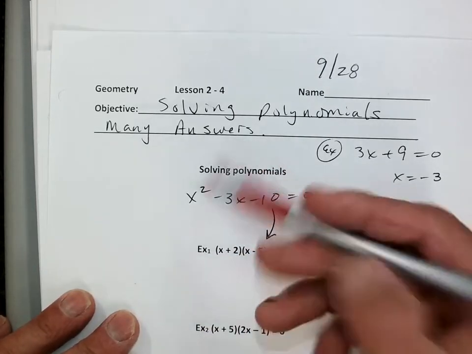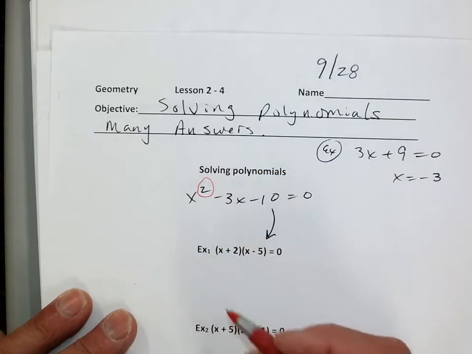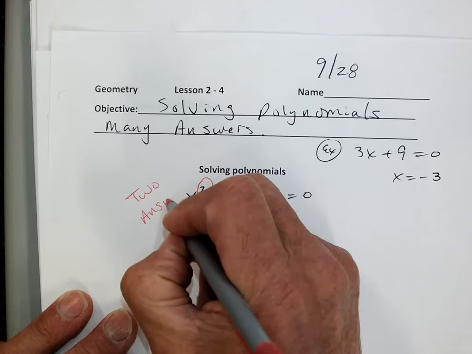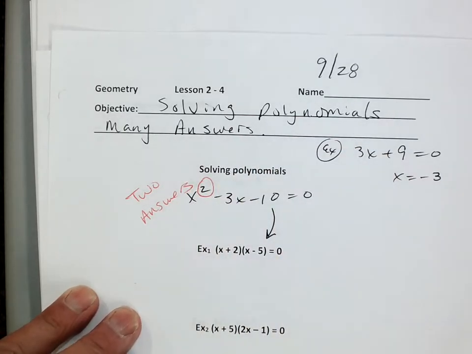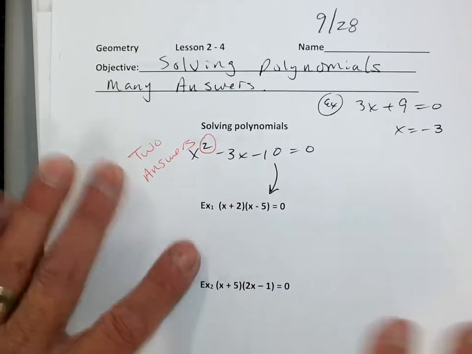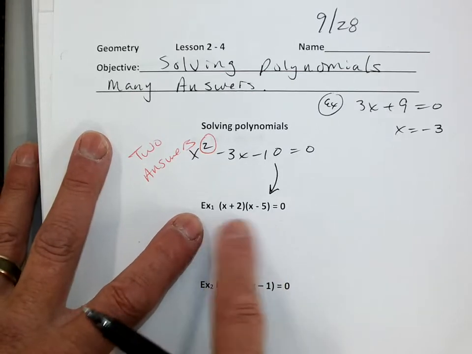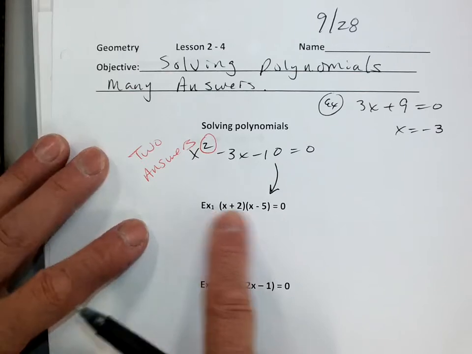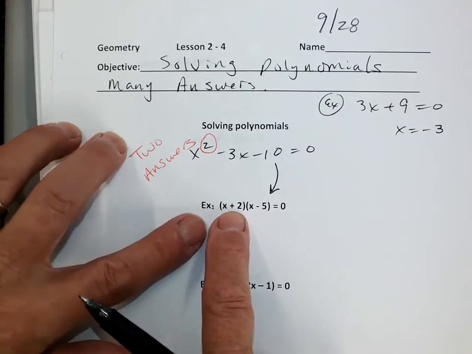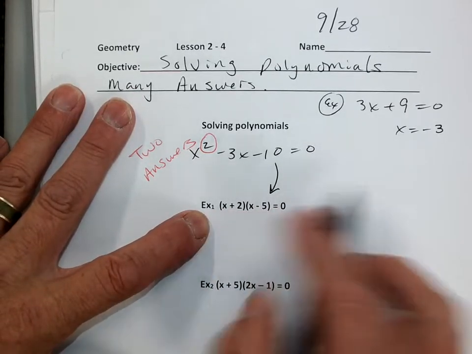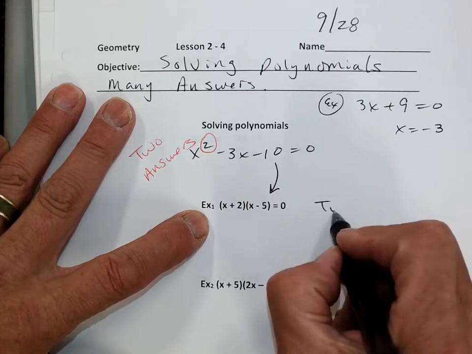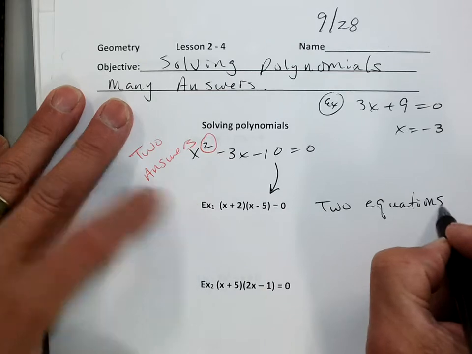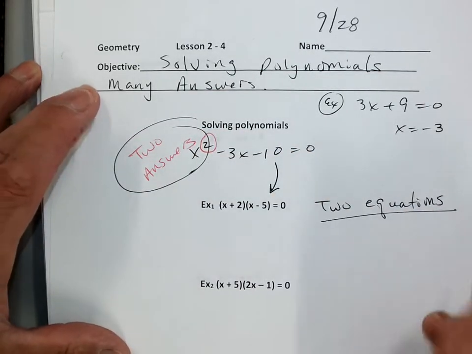So here's what we're going to learn. X squared, two answers. Always. So how do we get our two answers? Well, we want to get our polynomials into this form. And when they're in this form, that's really easy to solve for. So there really are two. To get two answers, we need two equations.